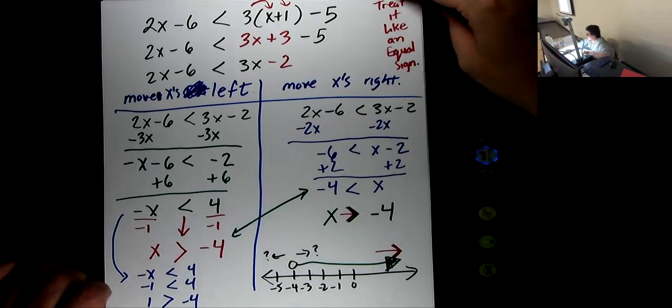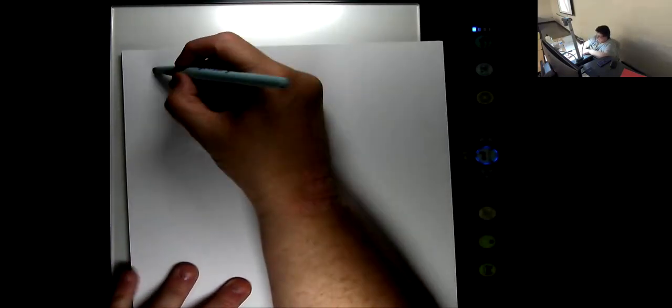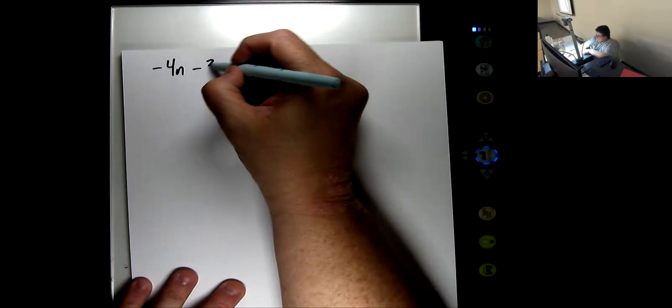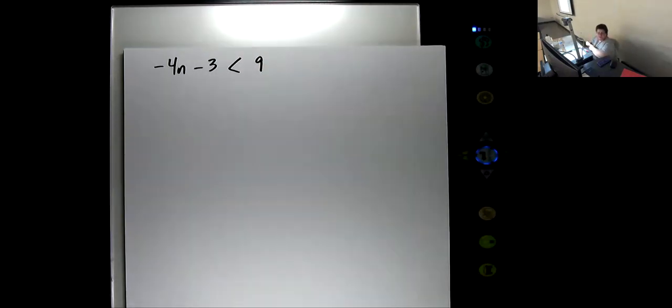You guys ready to try one on your own? And then we'll do it together? I have faith in you guys. You guys can do this. -4n minus 3 is less than 9. Solve that through and then we'll do it together.